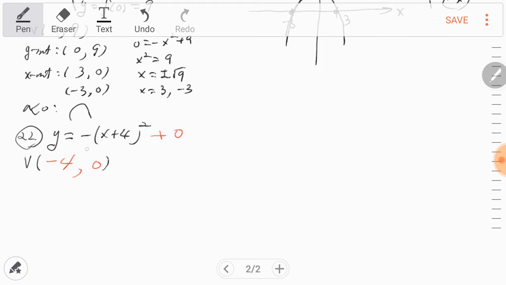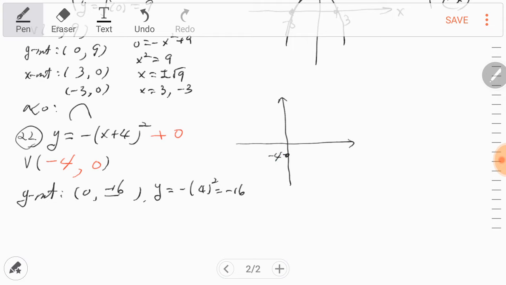Why negative 4? Because this is plus. So change the sign. Then negative 4. Okay, so the graph will be... Okay, how about the y-intercept? The y-intercept is when x equals 0. What's the y value? X equals 0, then y equals negative 4 squared, so that is equal to negative 16. Y-intercept. Okay, so the vertex is negative 4, 0. That is the vertex.